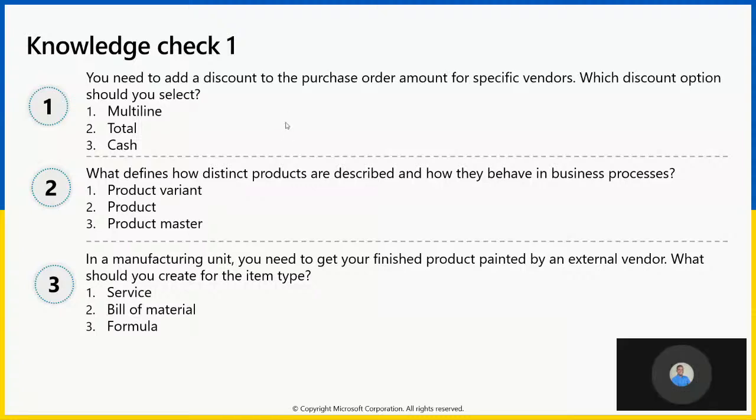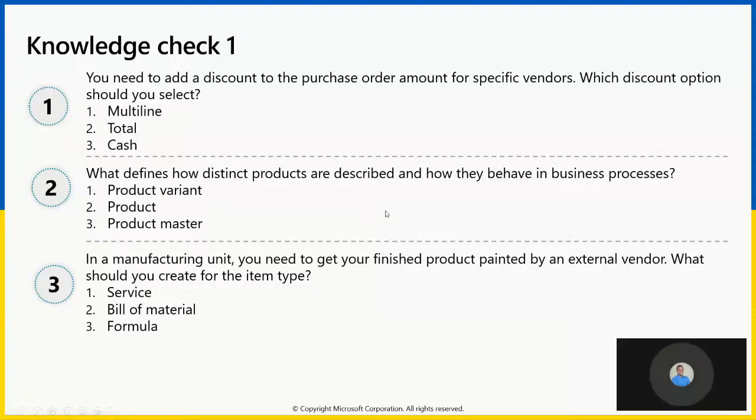Then the third one, so we have different product types. We have two majorly. We have the item and we have the service. So in a manufacturing unit, we finish producing an item and we want to paint that item. So we are requesting the service of an external vendor for the painting. So the answer here obviously is going to be number one, which is service.